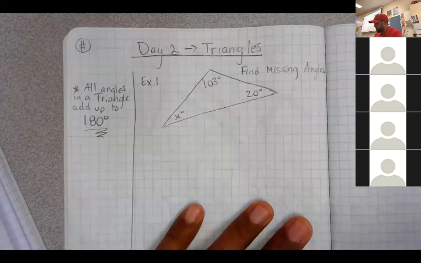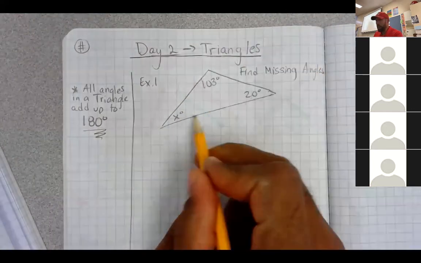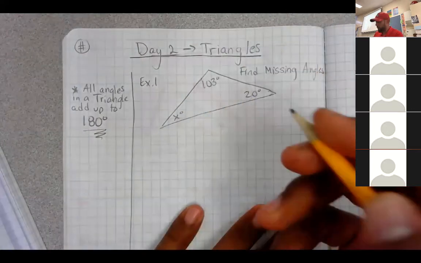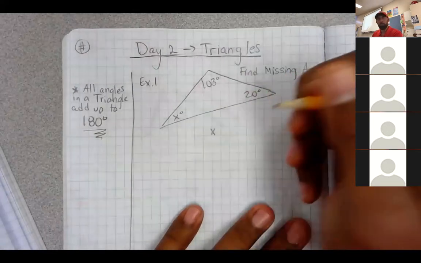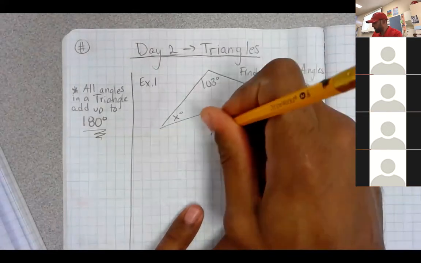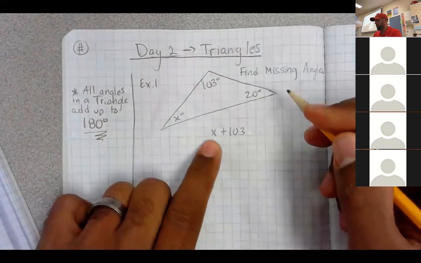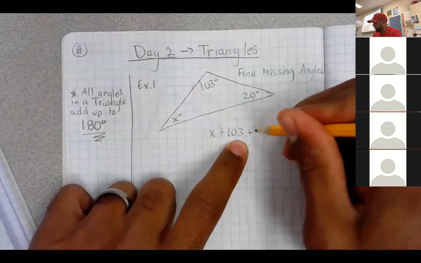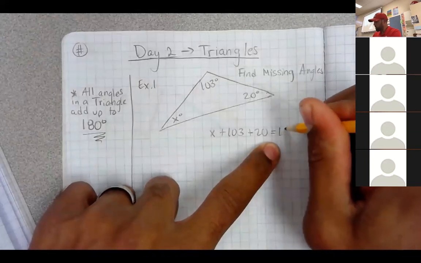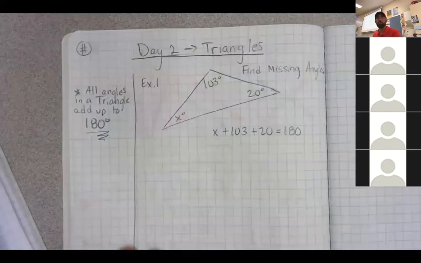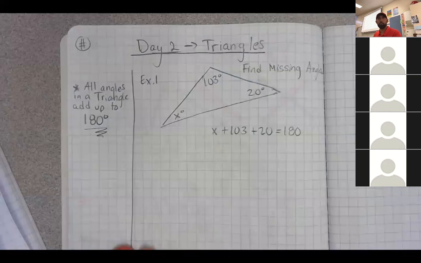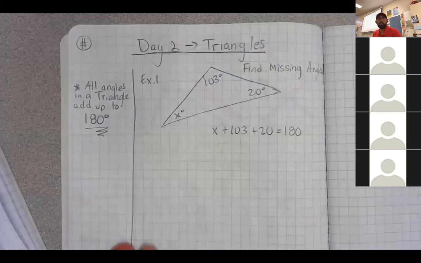So if I add all these together, they should equal 180. I can create an equation with that. So now it's x plus 103, the first angle, plus the second angle, plus the third angle, should equal 180. Okay? And now all I have to do is solve for x.